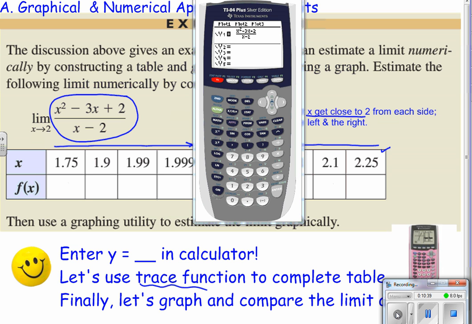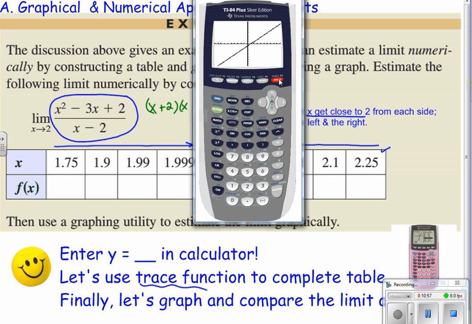Okay, so what I've done is I've gone to y sub 1, I've put in my function, I'm going to hit graph, you do likewise, and there it is, it's a linear function, and we could expect that because look at how this would factor, x plus 2 and an x, what is it? Oh, it's actually x minus 2. It doesn't factor nicely? Okay, we'll leave that alone.